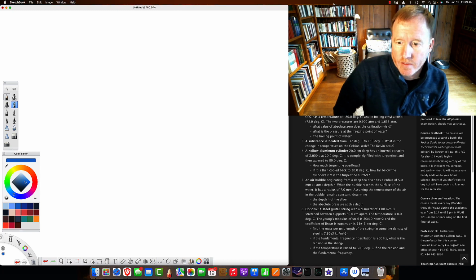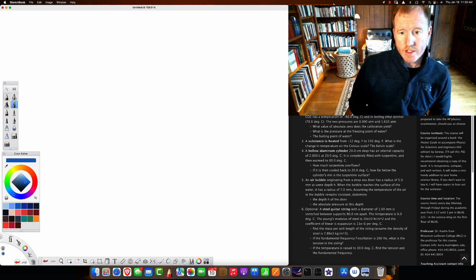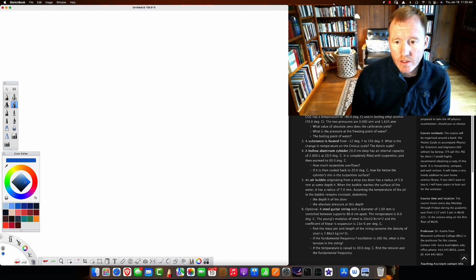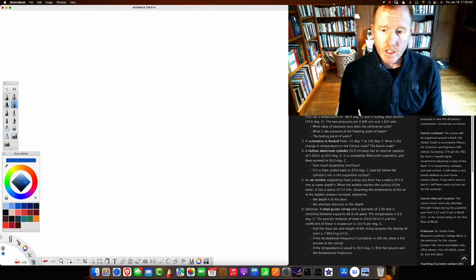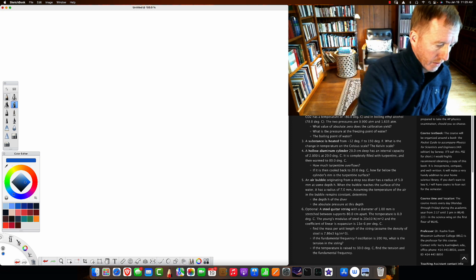I'm going to solve the AP Physics problem of the air bubble originating from a deep sea diver. It says an air bubble originating from a deep sea diver has a radius of 5 millimeters at some particular depth h below the surface of the water. When the bubble reaches the surface of the water, it now has a radius of 7.0 millimeters. Assuming the temperature of the air in the bubble remains constant, we have to determine the depth h of the diver and the absolute pressure at this depth.